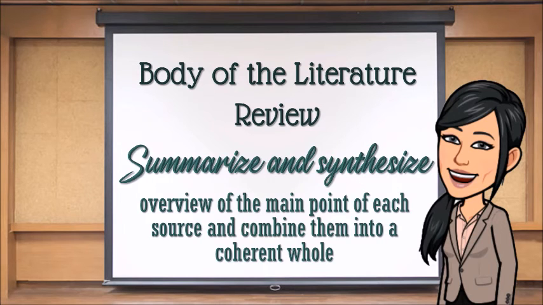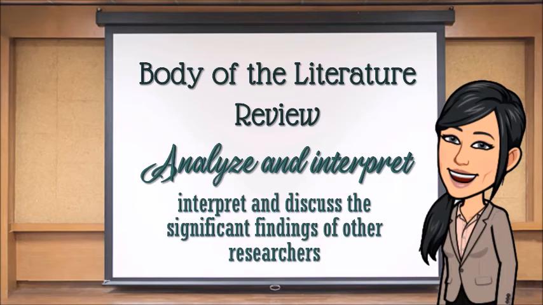The following are suggestions you may use in writing your literature review body. First, summarize and synthesize. Give an overview of the main points of each source and combine them into a coherent whole. Analyze and interpret. Don't just paraphrase other researchers. Add your own interpretations where possible, discussing the significance of findings in relation to the literature as a whole.